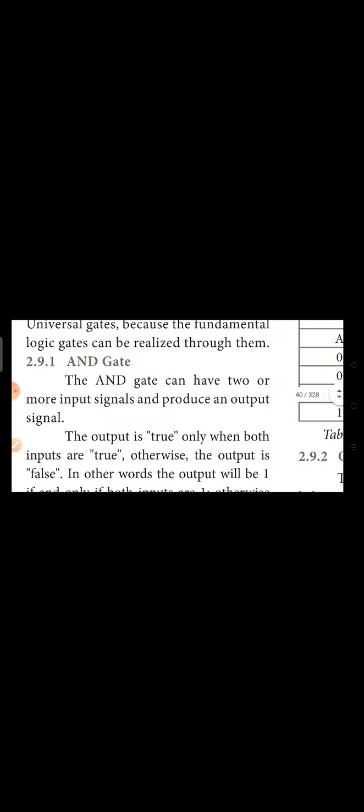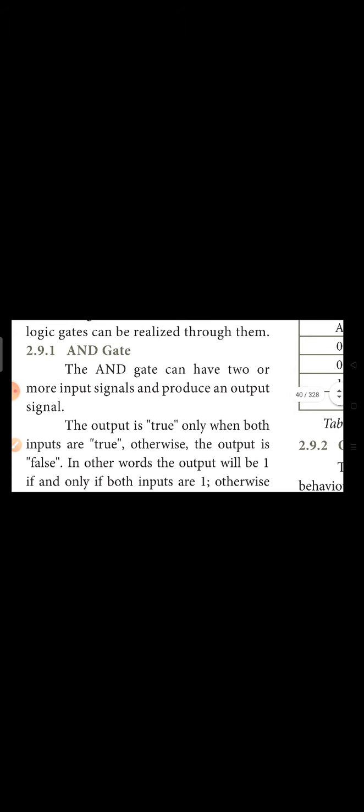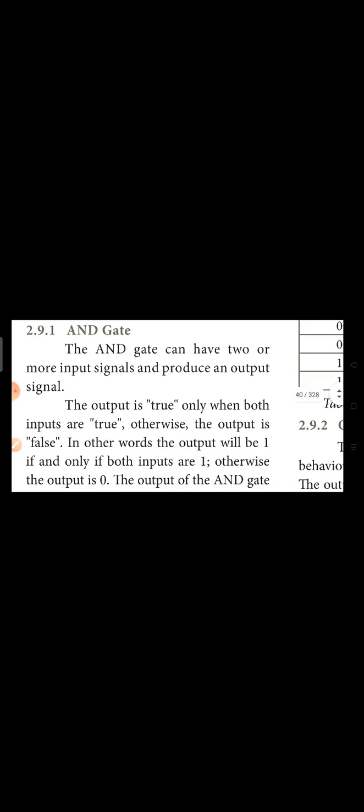And the AND gate we already discussed. The AND gate operator is the dot operator. It's a multiplication operation. So the truth table of the AND gate is: if both the inputs are 1, the output is 1, otherwise the output is 0. In other words, if both the inputs are true, the output is true, otherwise the output is false.